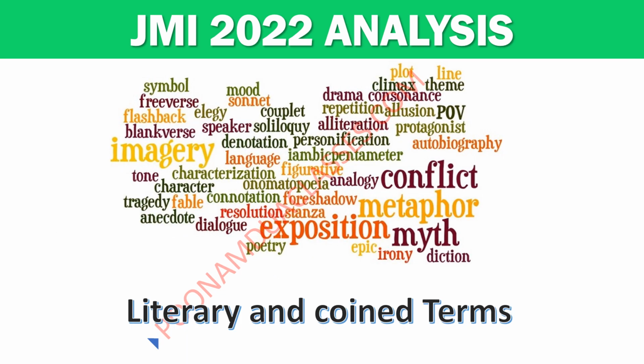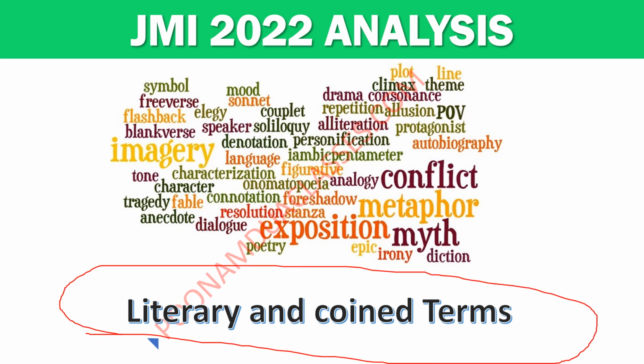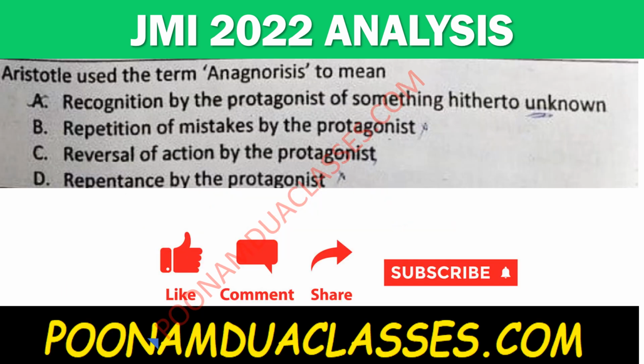Now we will see some literary and coined terms. This is also a very important part of literature. The term anagnorisis is used in many plays, specifically ancient plays or Shakespeare plays like Othello, and the ancient play Oedipus Rex. What do we mean by the term anagnorisis? The correct answer is option A, recognition by the protagonist of something hitherto unknown. Something had been unknown to our protagonist until now. The protagonist comes to know about that hidden fact. That stage is called anagnorisis.